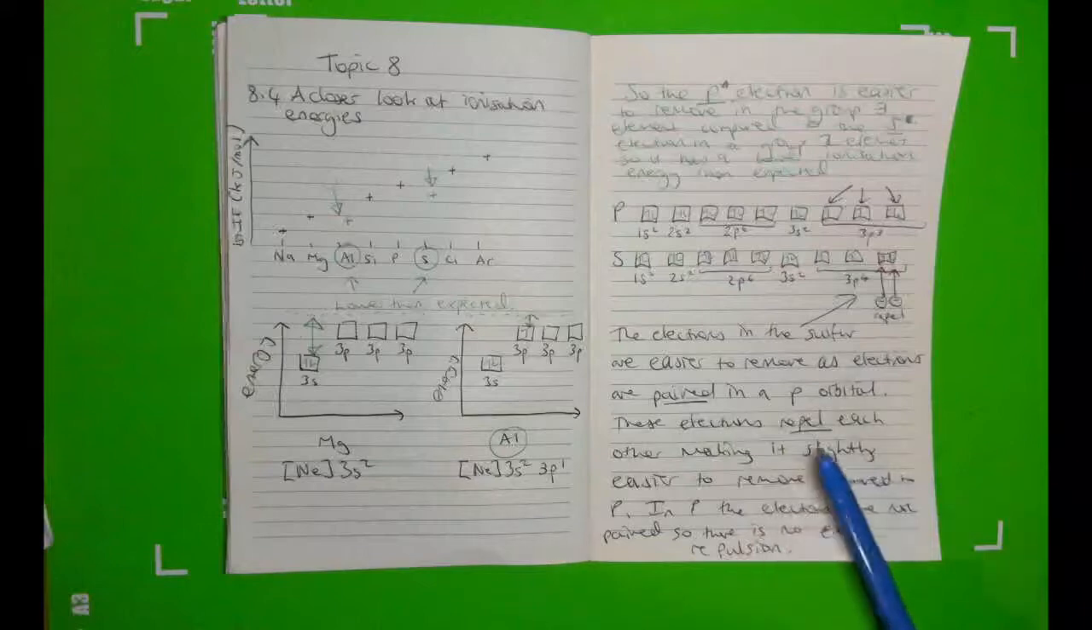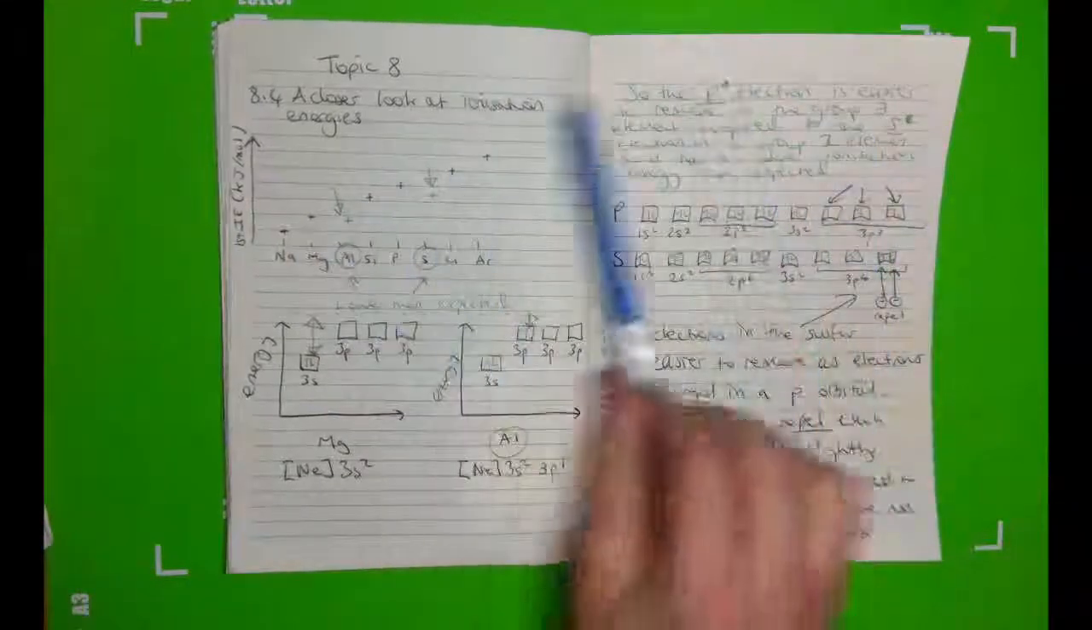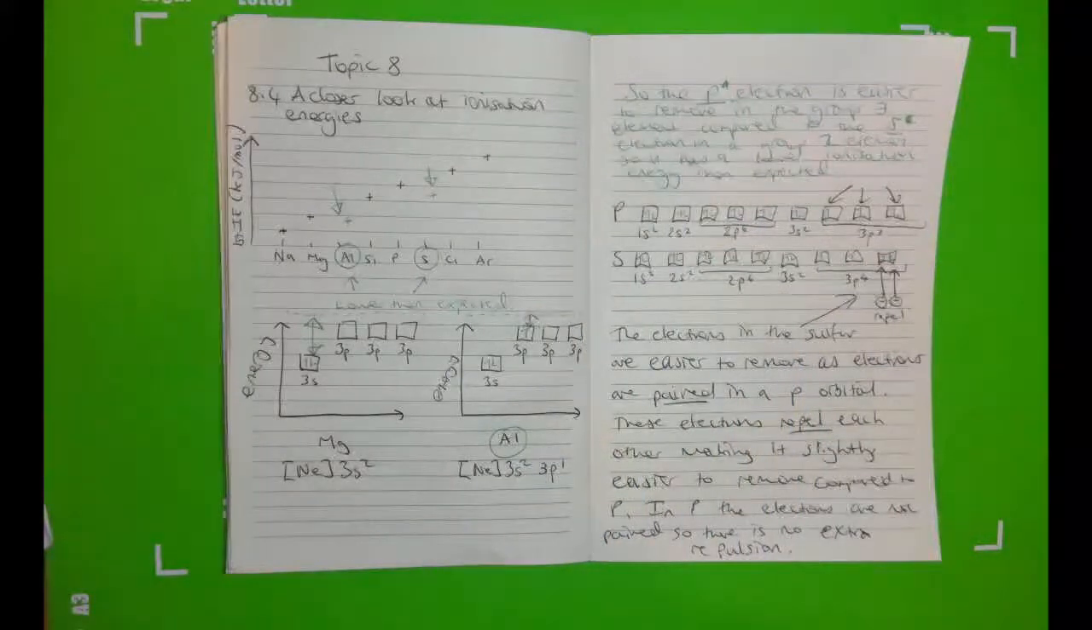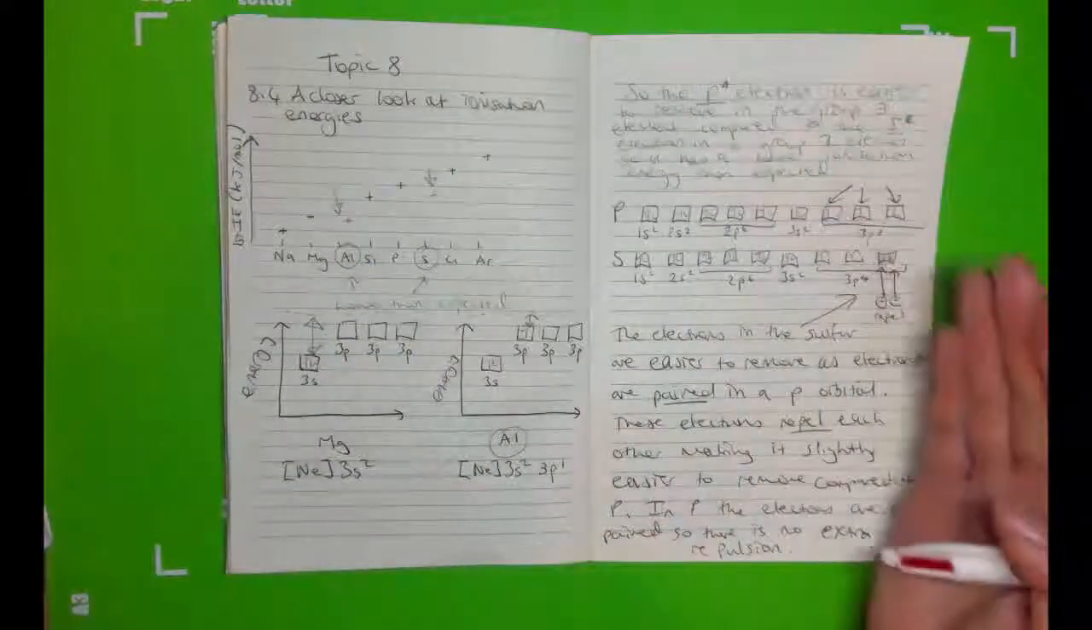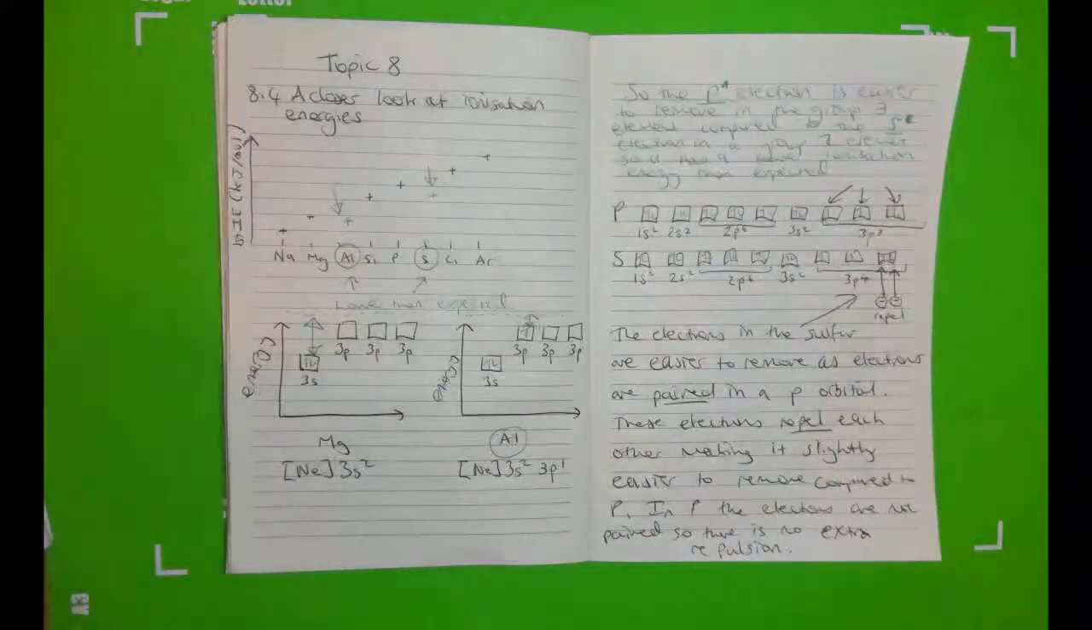So what you need to do is, in your notes, you need to describe, just like I've done here, the trend going across period 2. So there's 2 anomalies in period 2, just like there is in period 3. I like to write up period 2 as well.